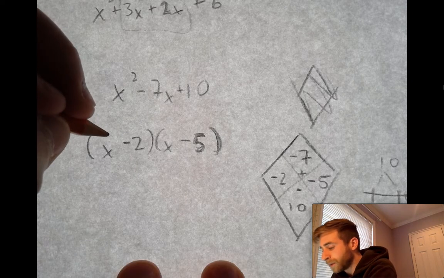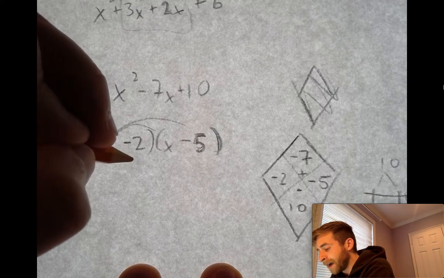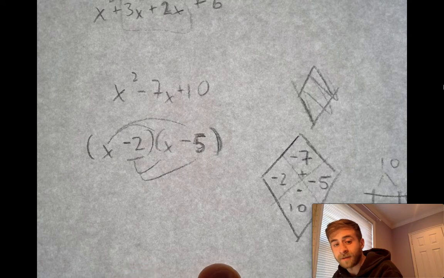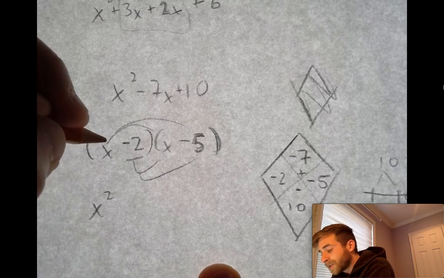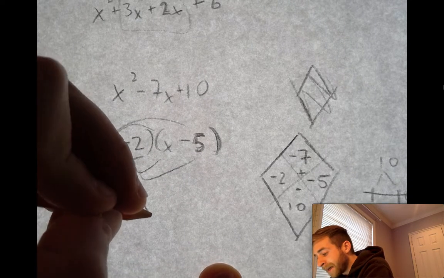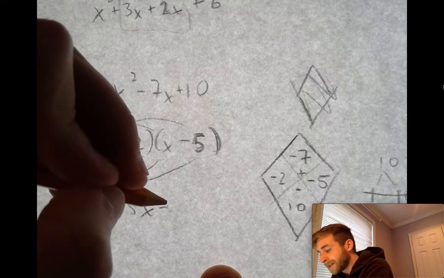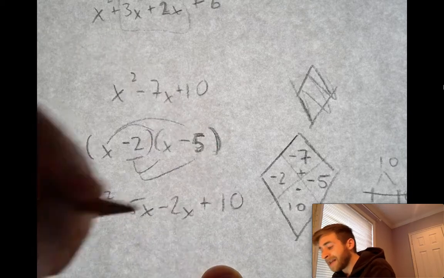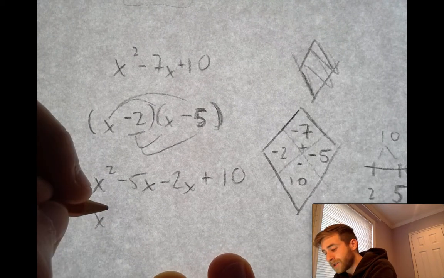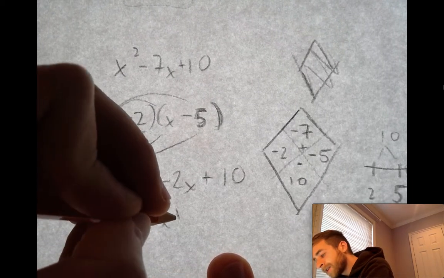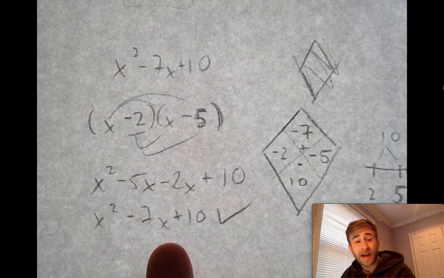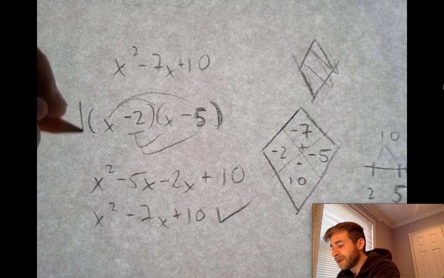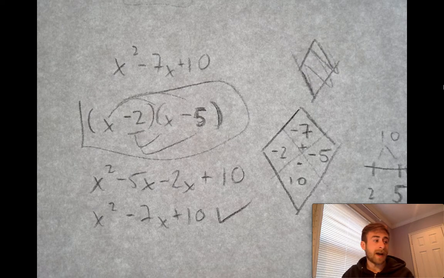Ready? I'm going to go super speed. X times negative 5. Negative 2 times x, negative 2 times negative 5. That's going to give me x squared, x times negative 5 minus 5x, negative 2 times x minus 2x, negative 2 times negative 5 is a positive 10. So then I'm left with x squared minus 7x plus 10. This was just the check to make sure that we found the right factors. That would have been the answer for the factored form.